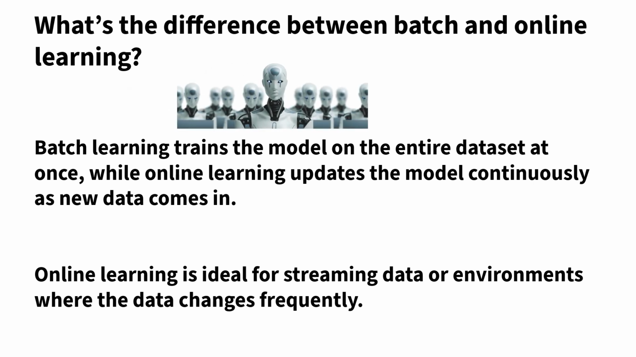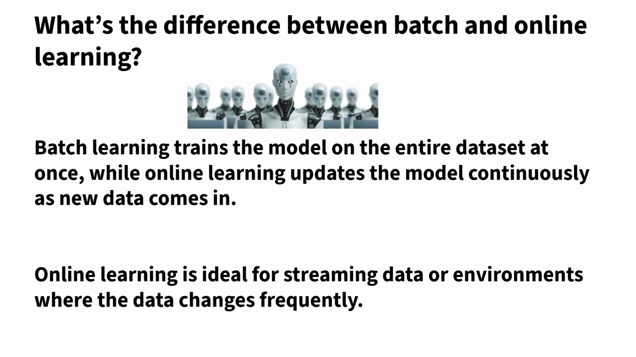What is the difference between batch and online learning in machine learning? Batch learning is like writing a book. Online learning is like writing a tweet thread one post at a time. Batch learning trains the model on the entire data set at once, while online learning updates the model continuously as new data comes in. Online learning is ideal for streaming data or environments where the data changes frequently, like stock market prices or real time recommendations.